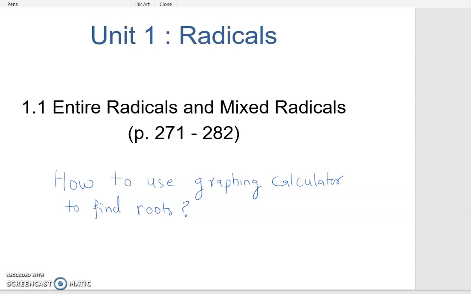Before I start telling you how to use the calculator, I'm just going to go over some terminology so that when I say those words, it makes sense. For your reference, this is starting with your first lesson in your course, and I'm going to be using some examples from the page numbers listed below.